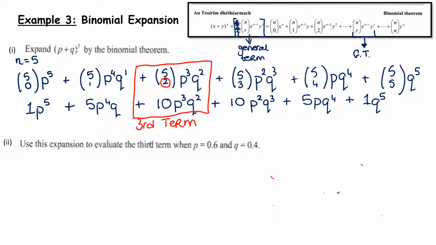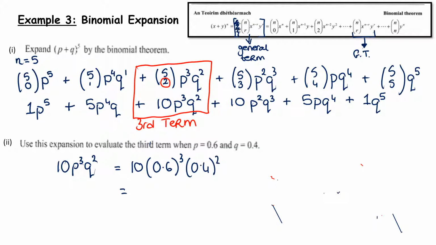So I'm going to take this term, which is 10, p to the power of 3, q to the power of 2, and they've told me p is 0.6, power of 3, and q is 0.4 squared. Okay, so let's multiply that out.